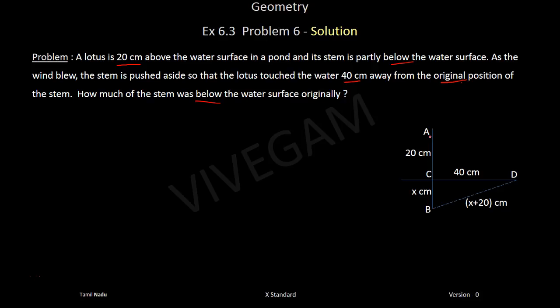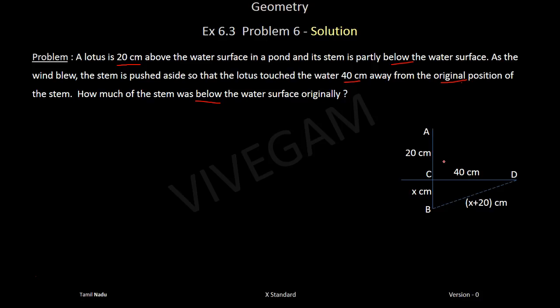Now when the wind blows, the stem is pushed aside and it touches a point 40 centimeters away from it. So let's say D is the point it touched when the wind blew, and it is 40 centimeters from the original position. C is where the stem was originally. It moved away from that C by 40 centimeters. So DC is 40 centimeters.